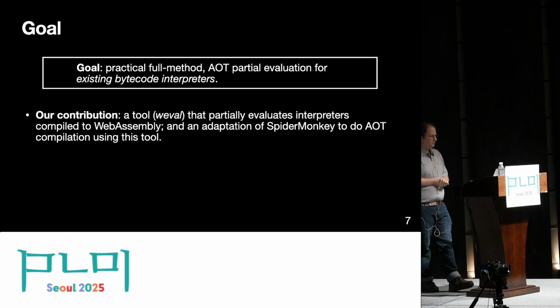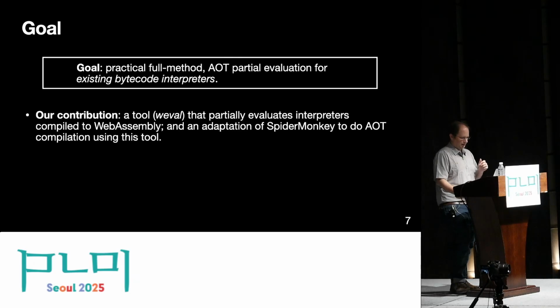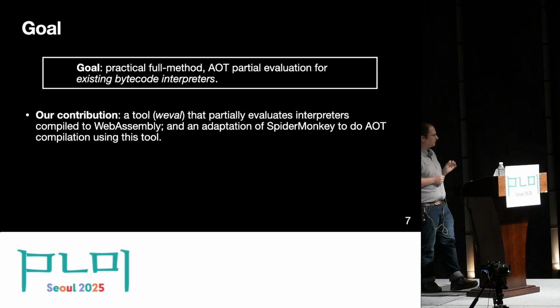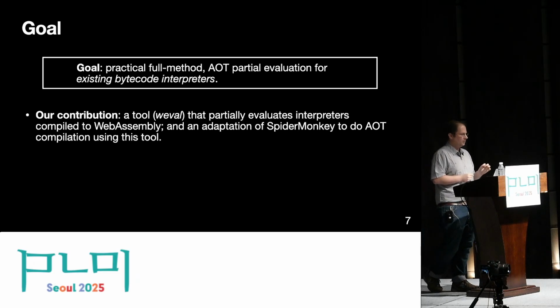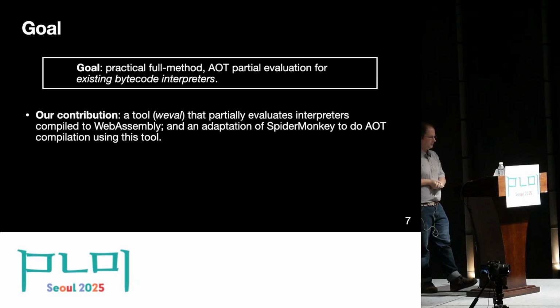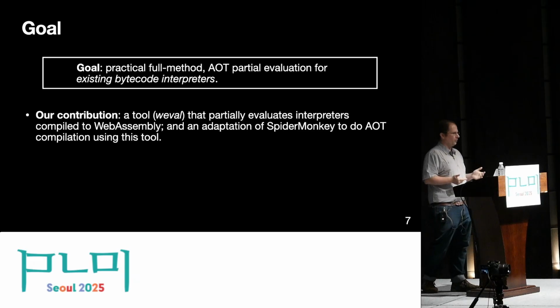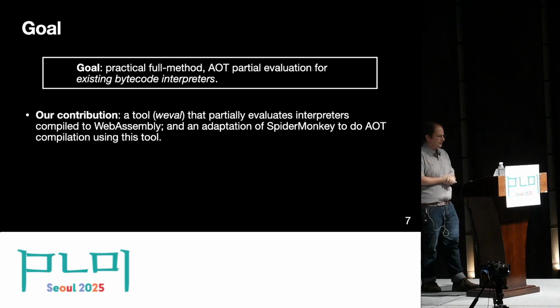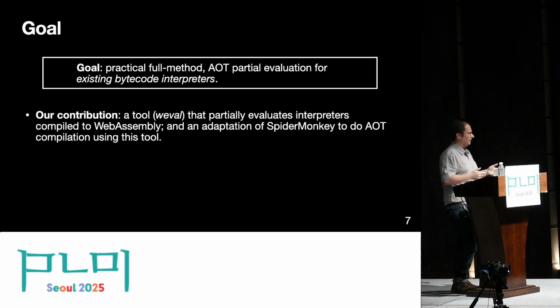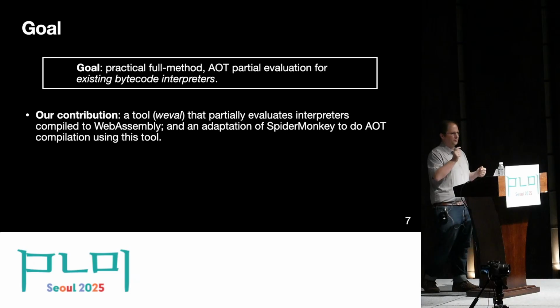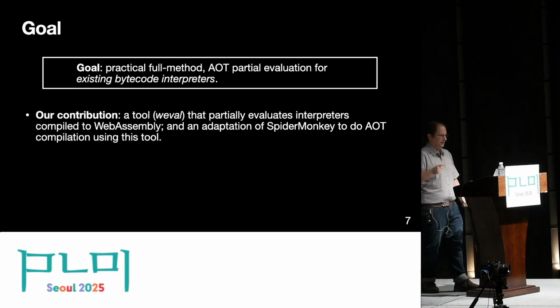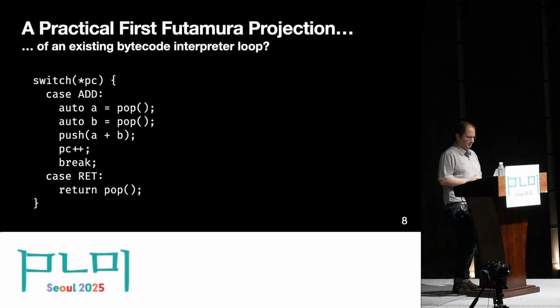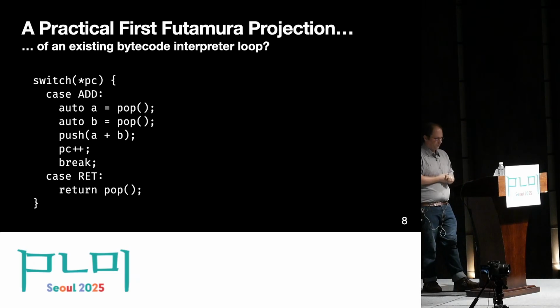So our goal in this work is to build a solution that's fit for our needs, a practical full method ahead-of-time partial evaluation engine for existing bytecode interpreters, such as SpiderMonkey written in C or C++. And our contribution in this work is a tool that we call Weval, the WebAssembly Partial Evaluator, that does just that, as well as an adaptation of SpiderMonkey, the production JavaScript engine, for its interpreter tier to be partially evaluated into compiled WASM code.